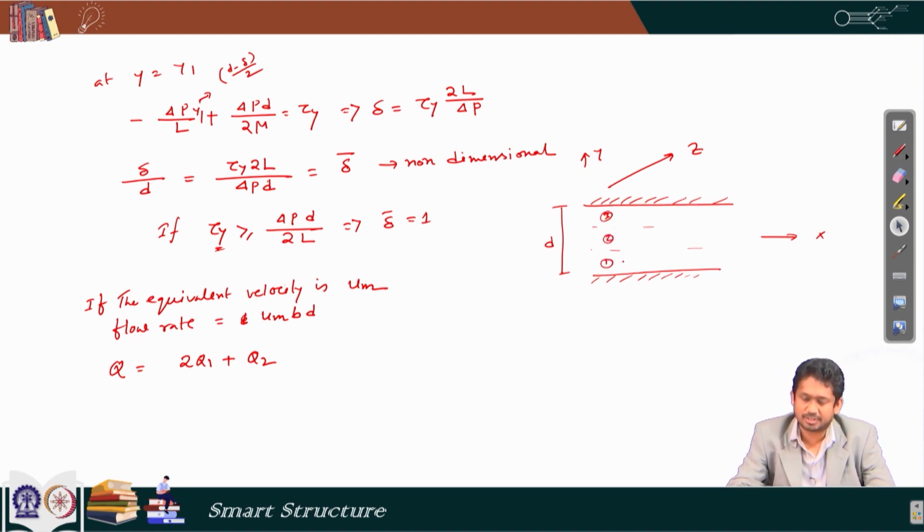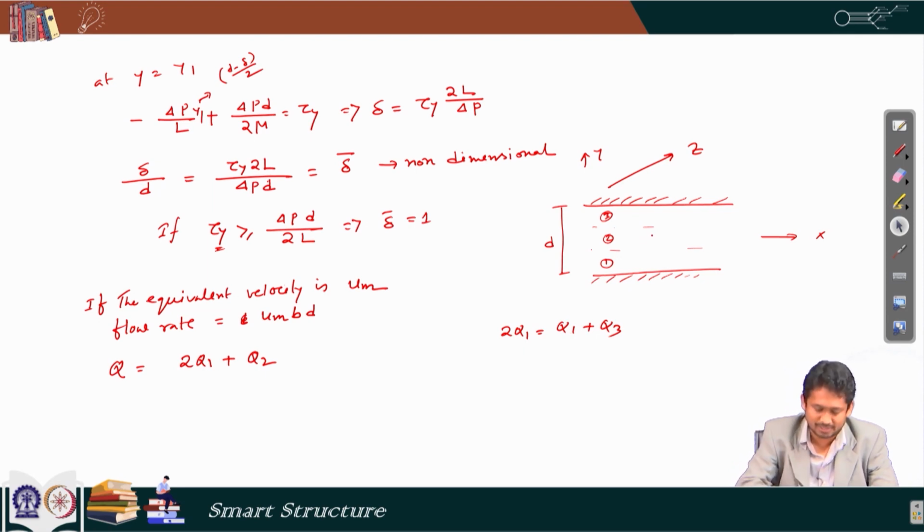So, the flow in region 1 is q 1, the flow in region 3 is q 3, and if I add those two up, I get the summation as 2 q 1, because q 1 and q 3 are the same, since these two regions are symmetric. So, these two regions give me a flow of 2 q 1, and q 2 is different, that gives me a flow of q 2, and their total is the total actual flow.